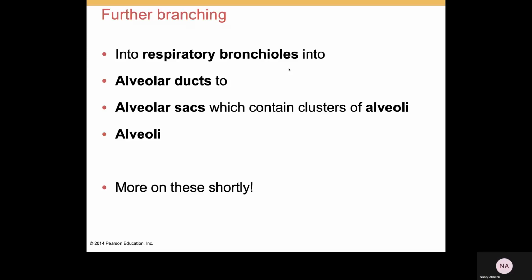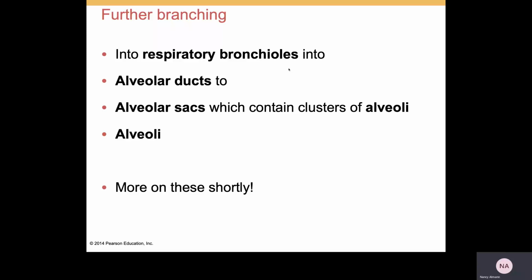Now, the terminal bronchioles continue to branch down into the respiratory bronchioles, into the alveolar ducts, into the alveolar sacs, which contain clusters of alveoli. They look like clusters of grapes, and then the alveoli. We're going to talk more about these shortly, and we'll talk about the alveoli again when we get to the histology part.